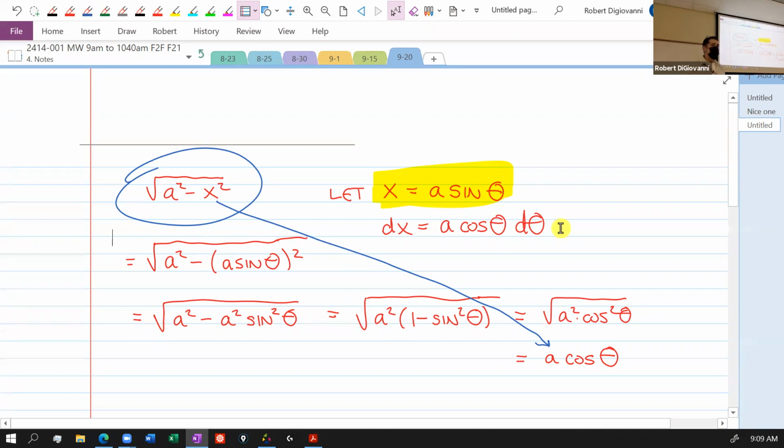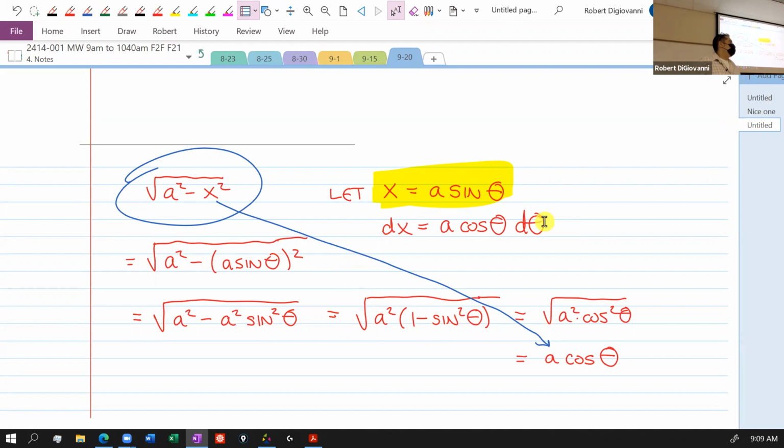Okay. Questions? I mean, it's best to see an example worked out, but are there any questions? Yes. I still don't know the validation for making x equal a sine theta. What do you mean the validation? Are you saying, are we allowed to do it? Or are you saying, why are we doing it?